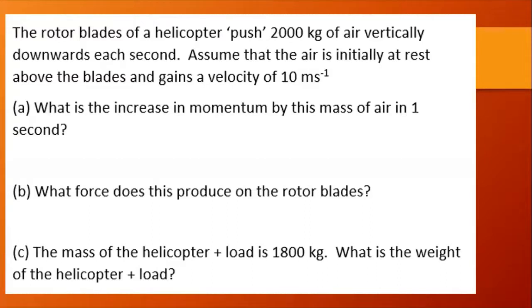The key here, we've got the rotor blades of a helicopter. The key here is to think about what's happening in 1 second. I'm going to stress that 1 second again and again. The rotor blades push 2,000 kilograms of air vertically downwards each second. We're going to assume that the air is initially at rest above the rotor blades and gains a velocity of 10 meters per second. That is an assumption.